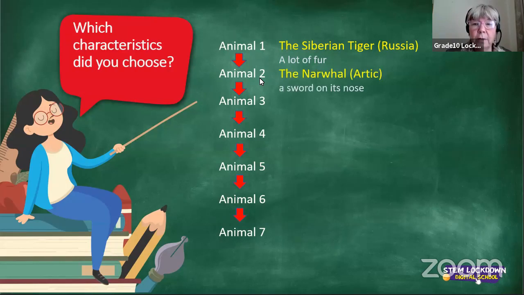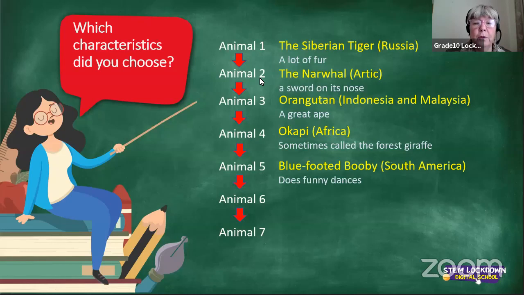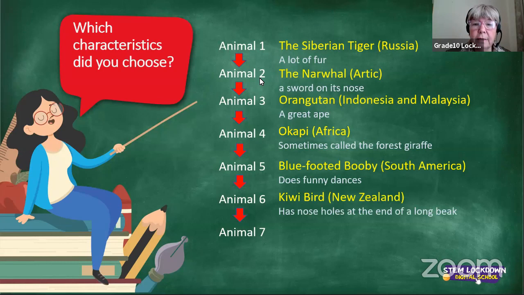For the narwhal in the Arctic, I said it's got a sword on its nose. For the okapi in Africa, I said it's sometimes called the forest giraffe. For the blue-footed booby in South America, I said it does funny dances. For the kiwi bird in New Zealand, I said it's got nose holes at the end of a long beak. For the loris, I said it's got big eyes and a venomous bite.